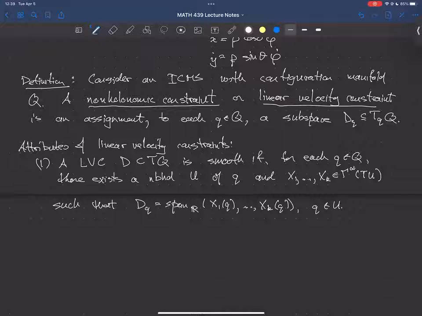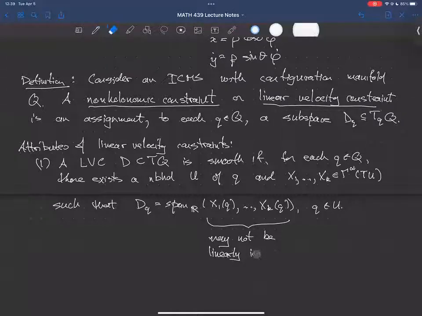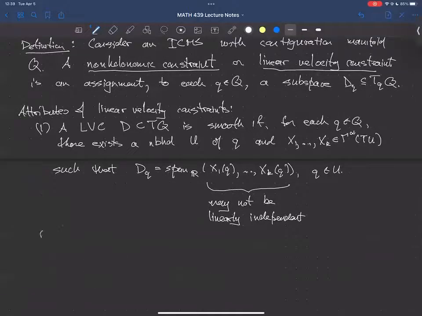Okay. Now those X's may not be linearly independent. Okay, so it may not be the case. So these things may not be linearly independent. I'm only asking that they span. Again, in the examples that we're going to see, they will be linearly independent, but it's not part of the definition. Okay. All right, so that's what it means for a linear velocity constraint to be smooth.